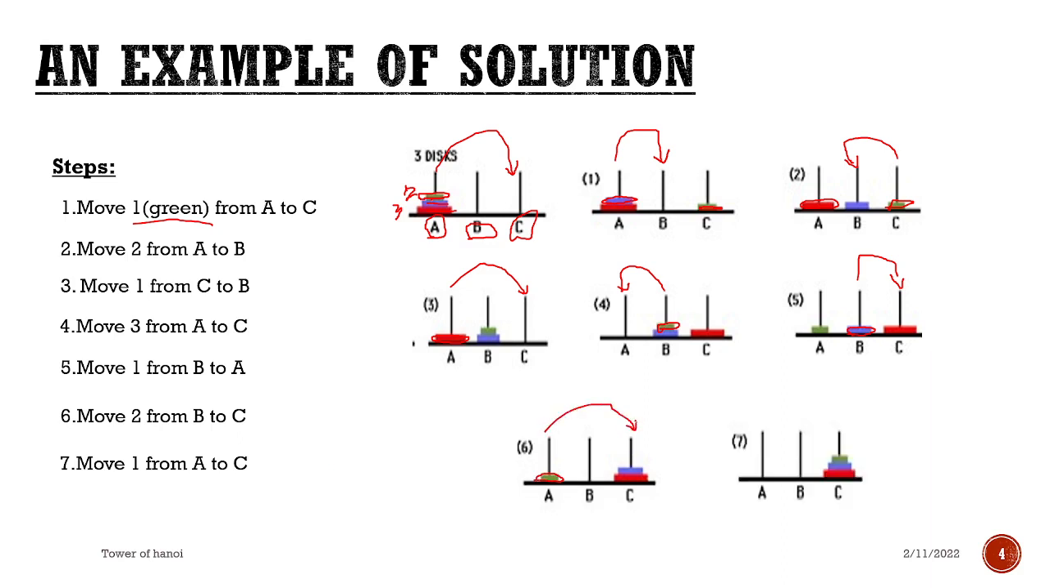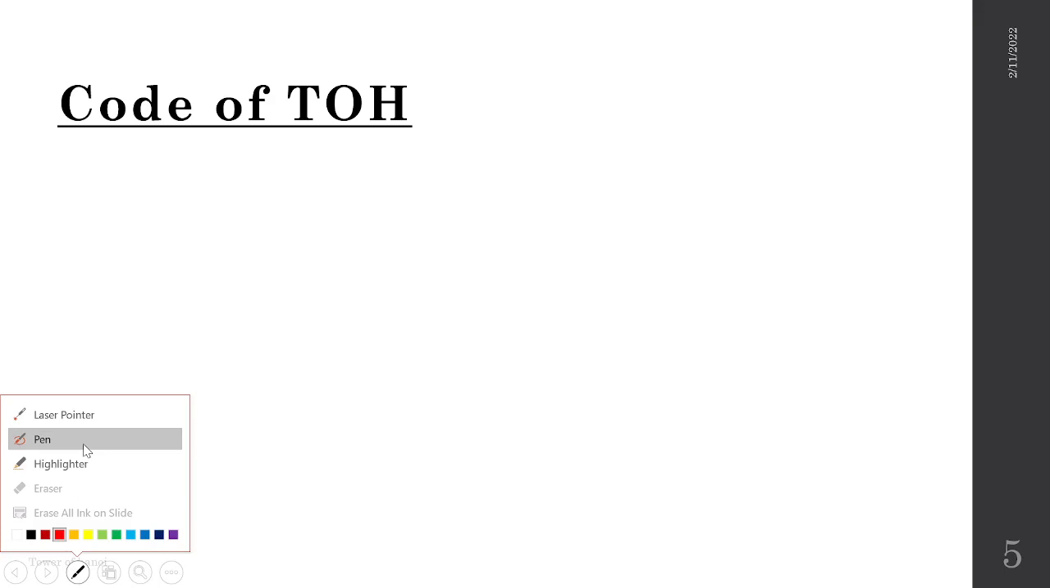By this process, we are able to move these 3 disks from pillar A to pillar C by using pillar B. It is a possible solution of our Tower of Hanoi. Now we will see a code for Tower of Hanoi. How can we solve this problem by a program? We will see it in the code blocks.